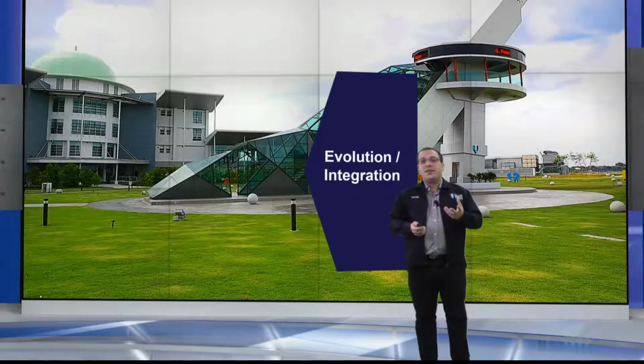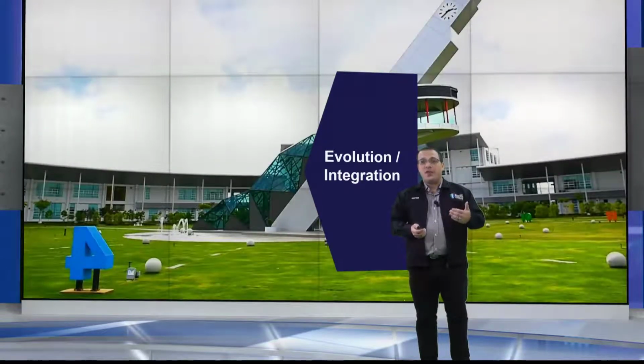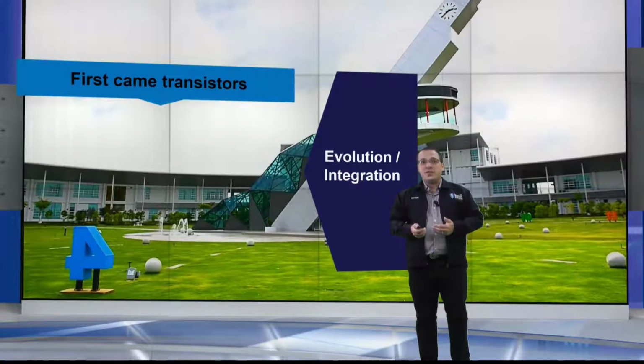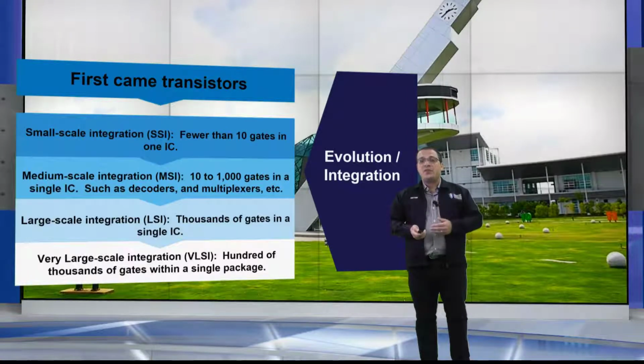So the first invention that makes possible computers and digital electronics is actually the transistor. So first came the transistor. Integrating transistors makes the gates. Then from the gates, actually all the integrated circuits are made up of gates. So there are several levels of integration.